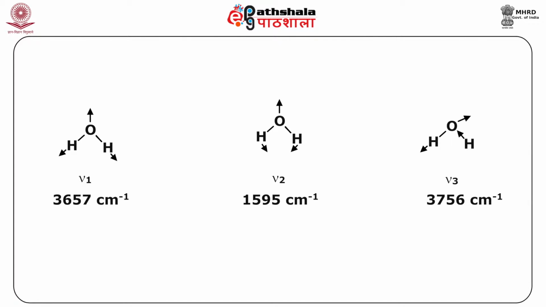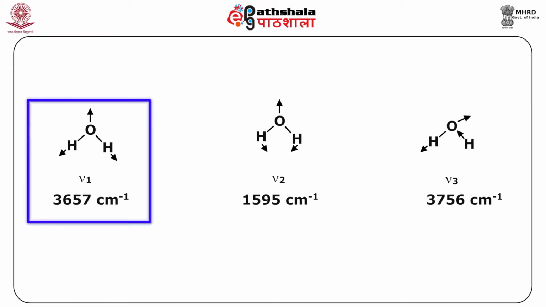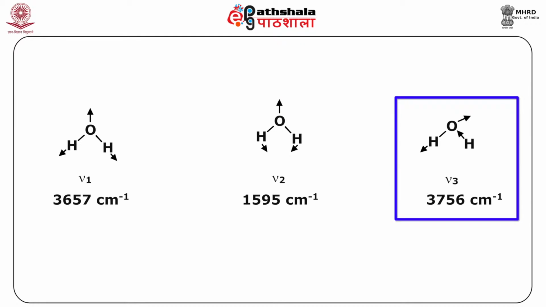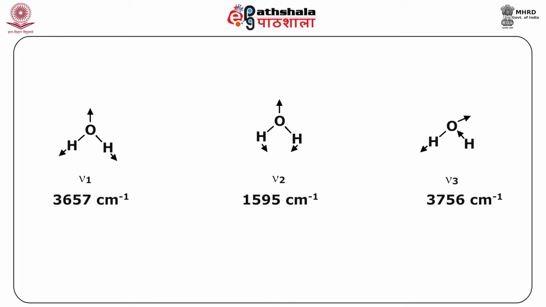And you see nu1 is a symmetric stretch where both the bonds are stretching at the same time, and it is at a vibrational wave number of 3657 centimeter inverse. The other one is nu2, it is a bending mode, it is at 1595 centimeter inverse, and the third one is an anti-symmetric stretch. One bond is stretching and the other one is compressing, and this is at 3756 centimeter inverse, and you will note that 1595 centimeter inverse is the bending motion, and it is the lowest frequency, because it is easier to bend a molecule than to stretch its bonds.